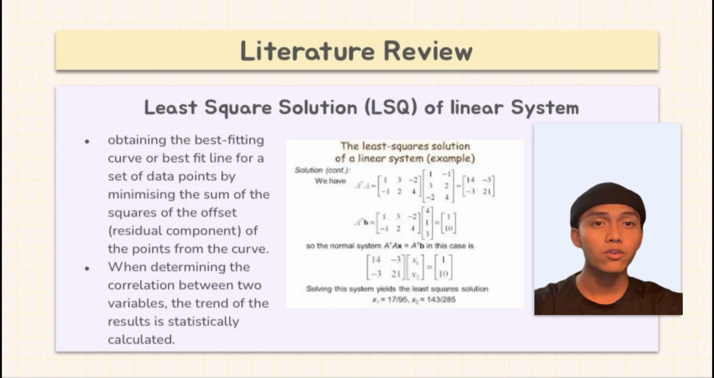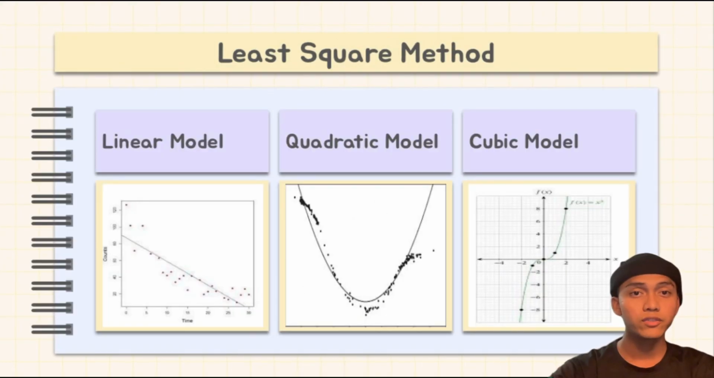Before we solve this question, first, we need to know how to use the least square method. When we use the least square method, we can obtain the best fitting curve or best fit line for a set of data points by minimizing the sum of the squares of the offset or residual component of the points from the curve. When determining the correlation between two variables, the trend of the results is statistically calculated. We have three types of least square method. The first one is the linear model, the second one is the quadratic model, and the third one is the cubic model.